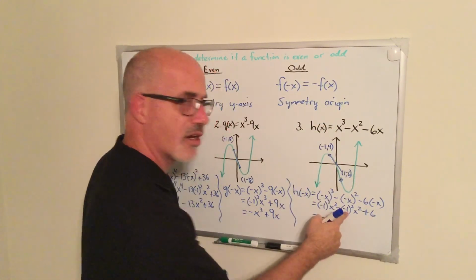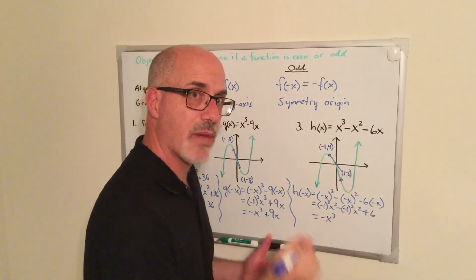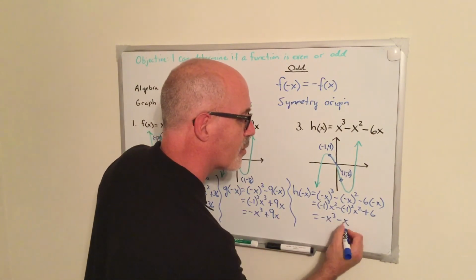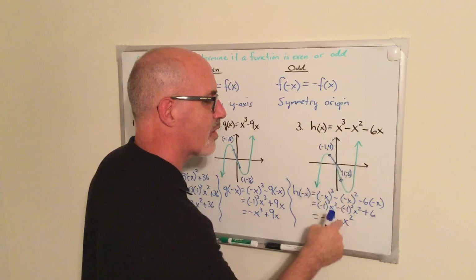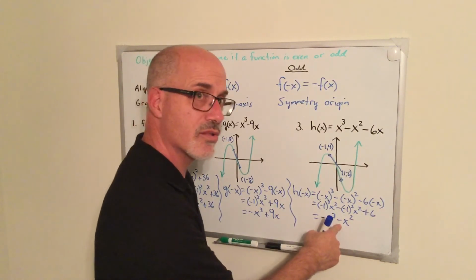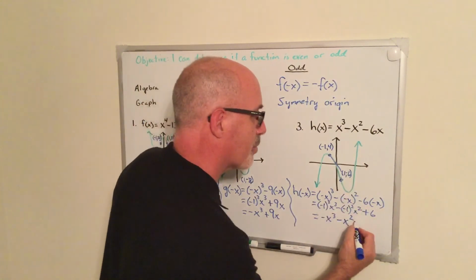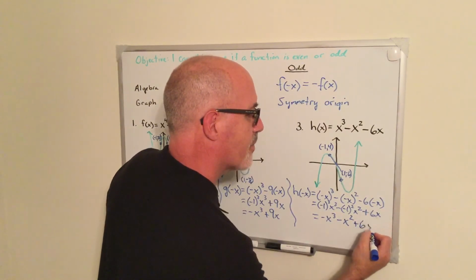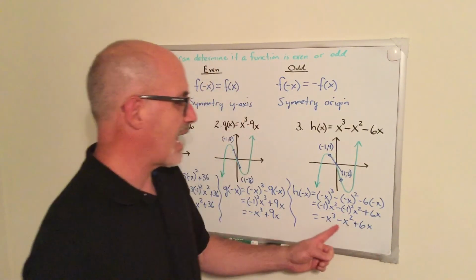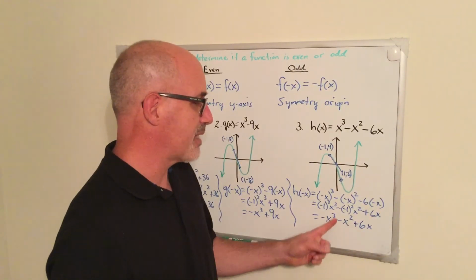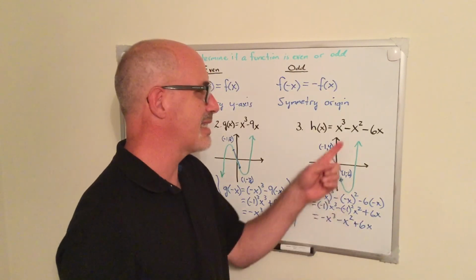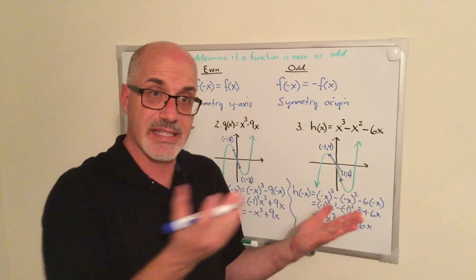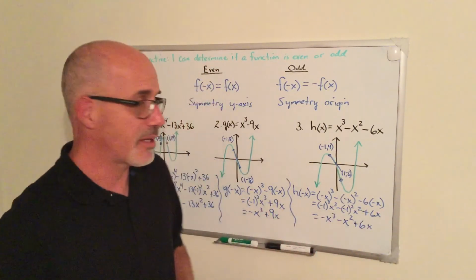But notice here, -1 squared is a +1. I've got this negative in front, so it's -x squared. Notice that those aren't opposites. They're close, but they're not opposites. And then plus this 6 here, 6x. Okay, so I've got every term here being opposites, but this middle term isn't. And so it's not even or odd because it's not the same and it's not the opposite.